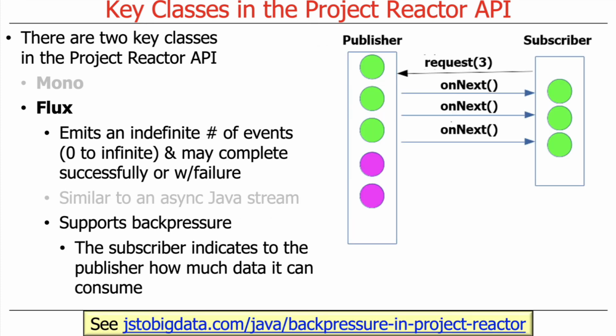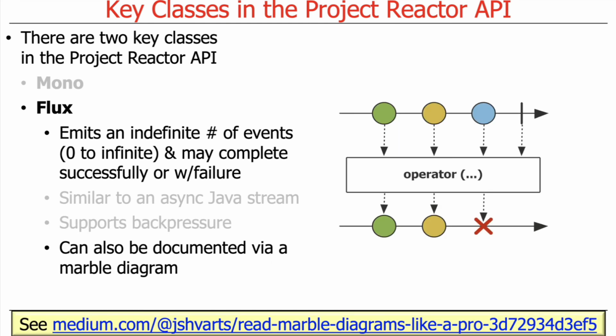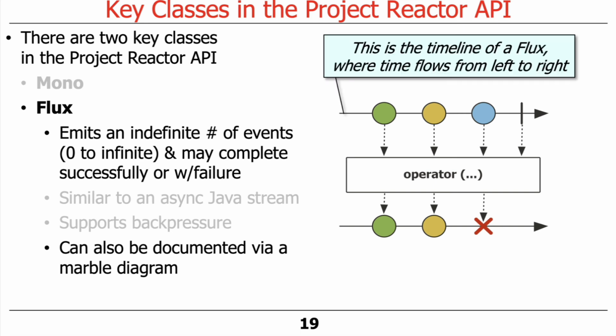A Flux supports back pressure, which means that the subscriber can indicate to the publisher how much data it can consume before it requires the publisher to stop and wait for the subscriber to tell it to send the next chunk of data. You can also document fluxes with marble diagrams, just like you can document the monos.